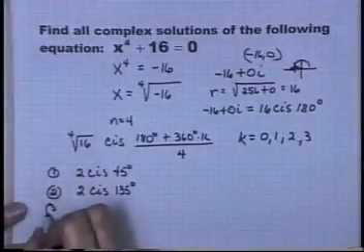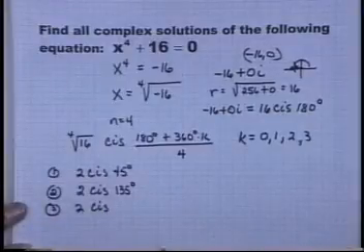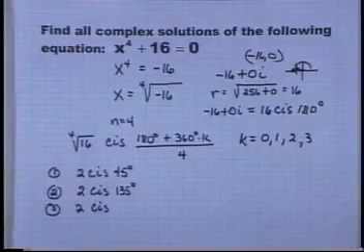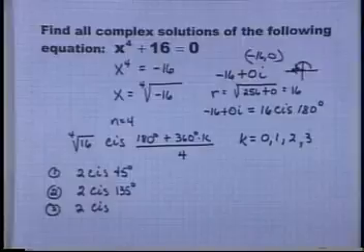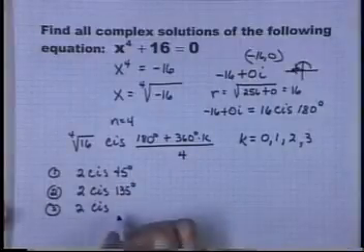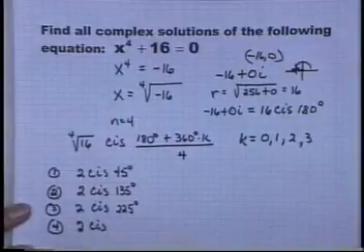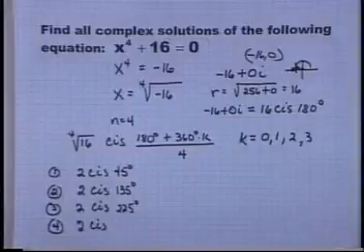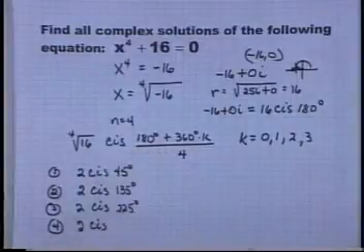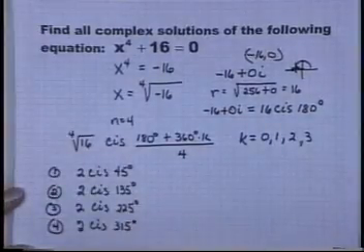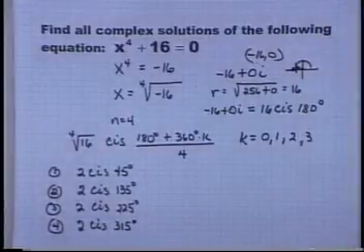Okay? Third answer, 2, CIS. For this third answer, I'm going to let k be 2. 2 times 360 is 720. So 720 plus 180 is 900, divided by 4 is 225. And then finally, my last answer, 2, CIS, I'm now letting k be 3. 3 times 360 is 1,080, plus the 180 that you have right here is 1,260, divided by 4 gives me 315 degrees. Okay, so I've got all 4 solutions.